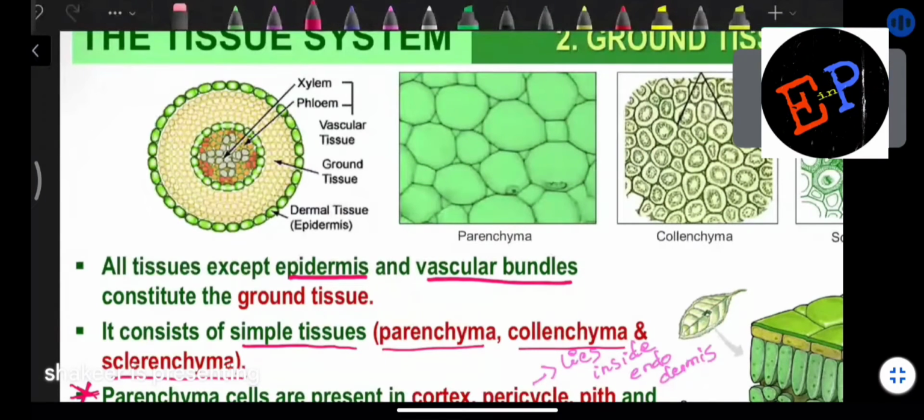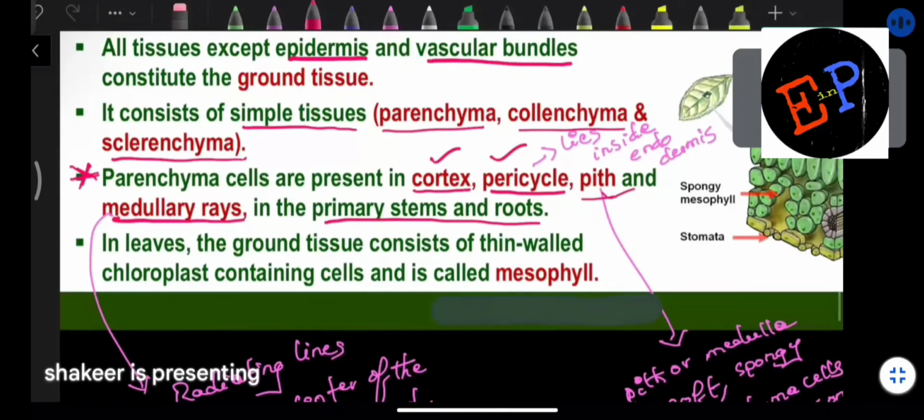Clear? So parenchymatic cells are present in the cortex, the pericycle, the pith, and in the medullary rays in the primary stems and the roots. What is meant by medullary rays? We have already studied them. If this is the shape of the stem, then these rays will be traveling like this, radially from the center of the stem. They are called medullary rays. What is the purpose of these medullary rays? They are responsible for radial transportation of water.